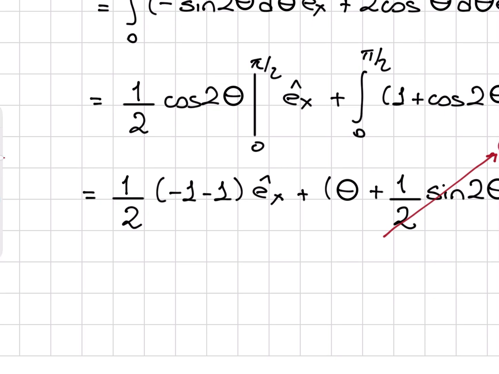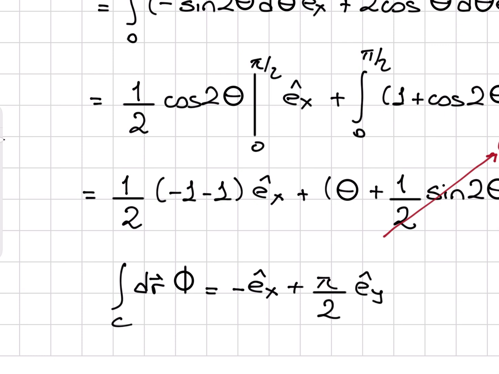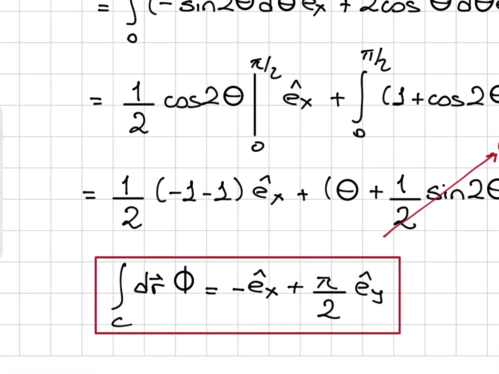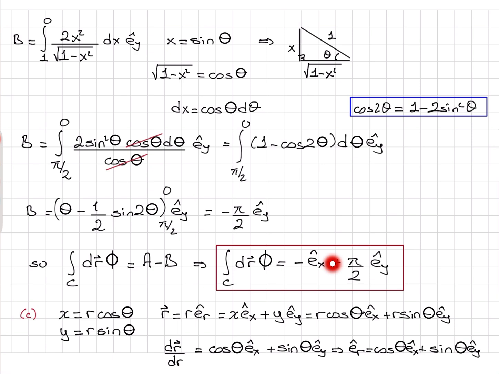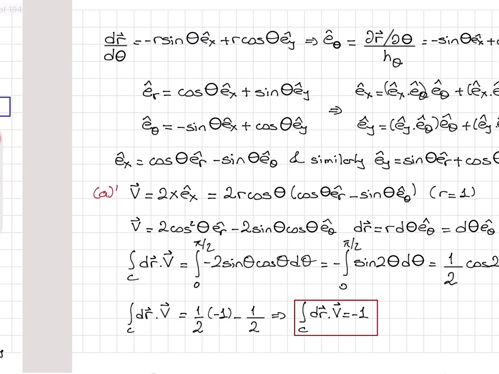So my final answer for this line integral of dr scalar function phi is minus Ex hat plus pi over 2 Ey hat. And I can check this answer with what I have found previously for part B, minus Ex hat plus pi over 2 Ey hat. That's correct.